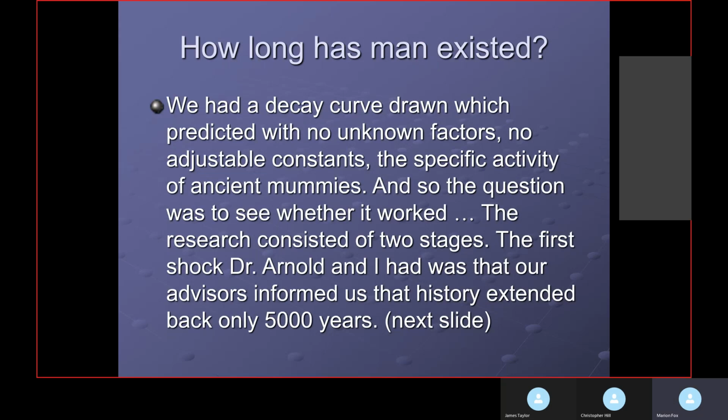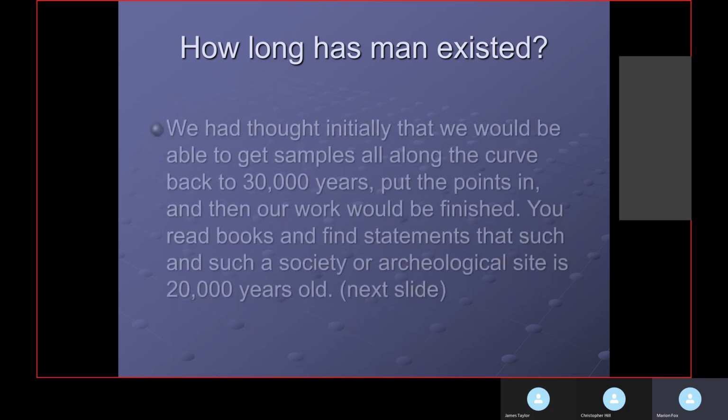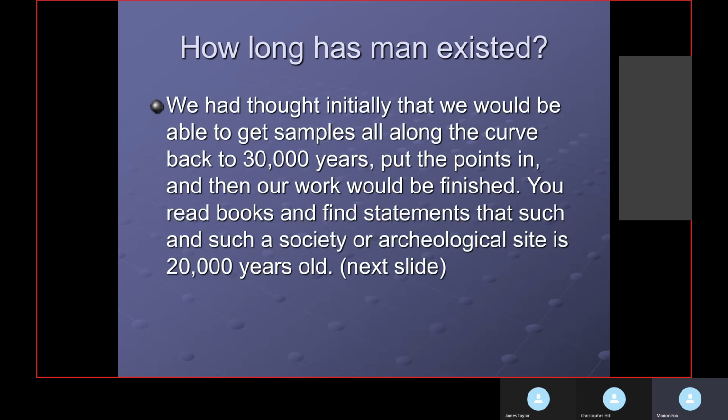We had a decay curve drawn from predicted with no unknown factors. Now this is a quote: "No adjustable constants, specific activity of ancient mummies, and so the question was to see whether it worked. The research consisted of 2 stages. The first shock Dr. Arnold and I had was that our advisors informed us that history extended back only 5,000 years." Okay, we can't go back more than 5,000 years to calibrate this. That's when our history ends, about 3000 BC. "We had the thought initially that we could get samples all along the curve back to 30,000 years. Put the points in, and then our work would be finished." We can calibrate this curve.